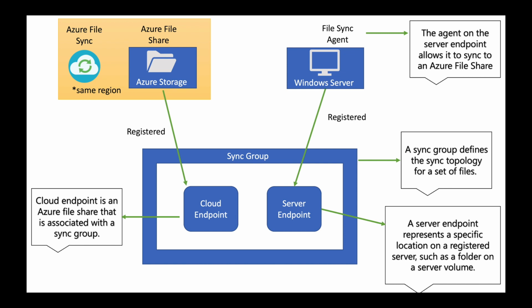And then a little bit below, you have your sync groups. Your sync group is, hey, everything within this group talks to each other. Each sync group must have a cloud endpoint, and you can also have multiple server endpoints within your sync group. So a sync group defines a sync topology, basically, right? The server endpoint represents a specific location on a registered server, such as a folder on a server volume. So this is what we're going to set up at the moment.